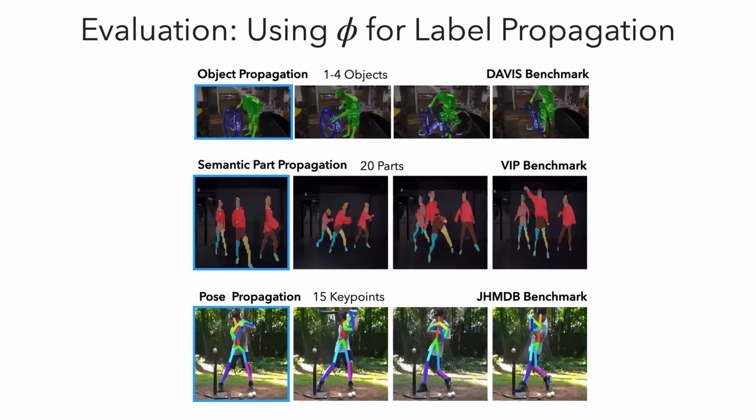We evaluate the representation by using it as a similarity metric for video label propagation tasks involving objects, semantic parts, and key points. In label propagation, we're essentially given the labels of the first frame of the video, and the task is to predict the rest of the labels for the rest of the frames. So we think that these tasks require a representation that is in some sense robust to the natural transformations and dynamics of natural scenes.